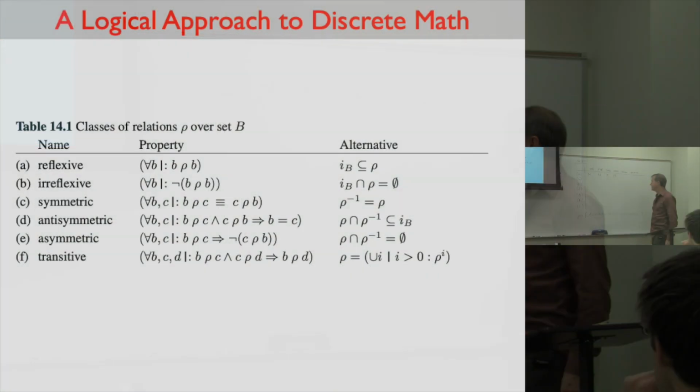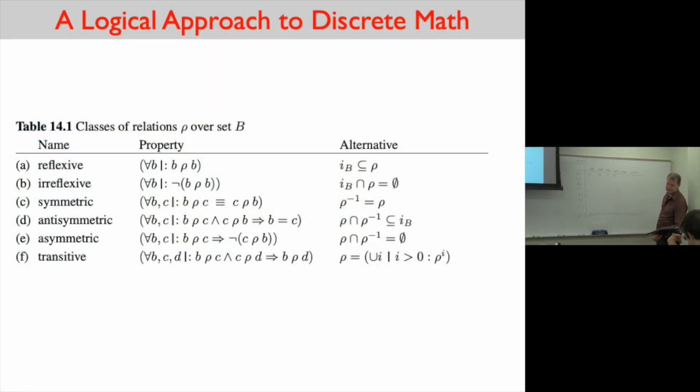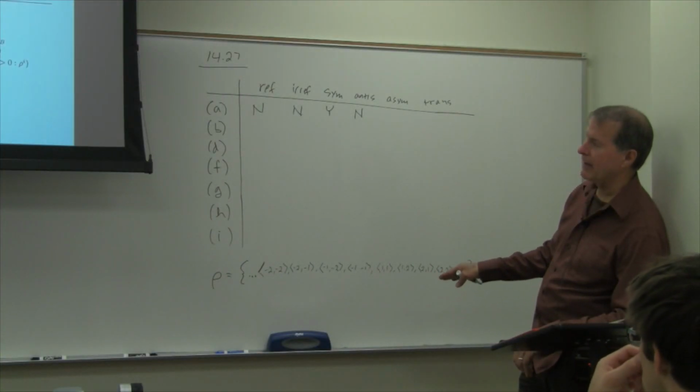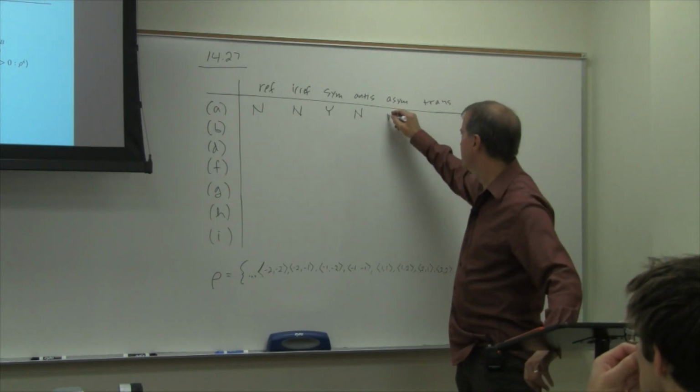What about asymmetric? Why isn't that? Because it's symmetric, really. But anyway, what is it? b rho c implies not c rho b. But we have (-1, -2), so this is no. All right.